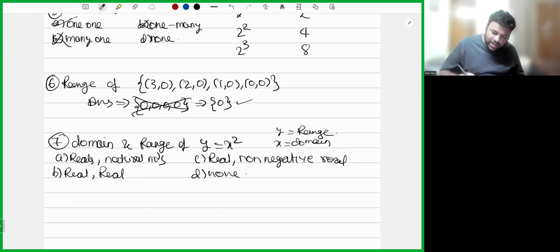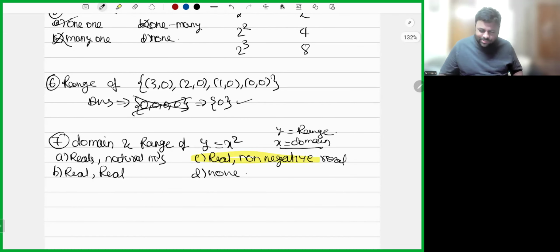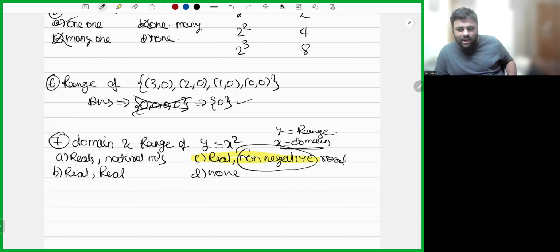So can I say it will be real and non-negative real? X is domain. You substitute any number in the number system, and if you square it, obviously the answer will be non-negative only. Is there any negative number for a square of a number? No, you square any number, you will get a non-negative number only. You will never get a natural number or any other number.